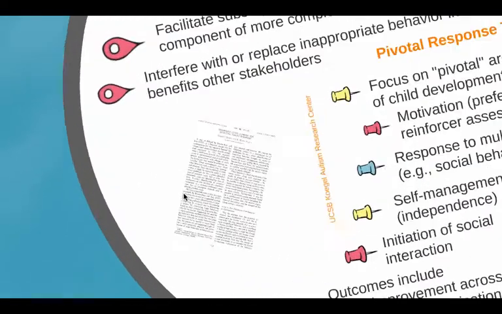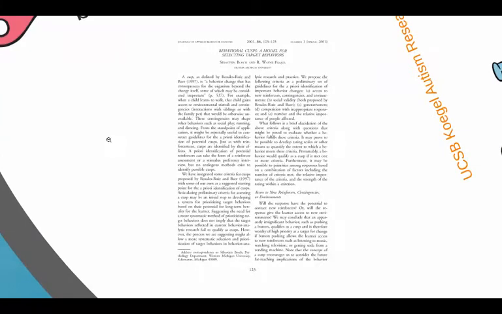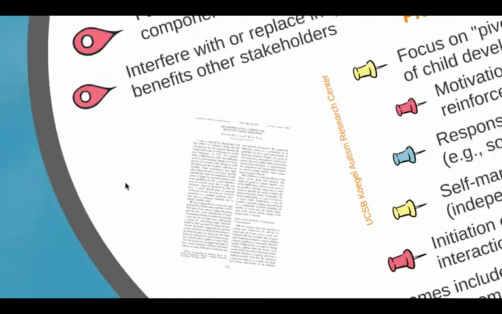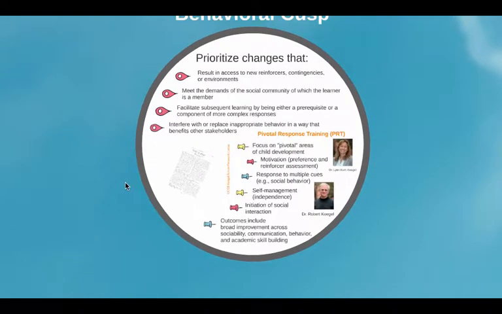And once again, I just want to point out to you the professional literature base. This is an excellent article. It's called Behavioral Cusps: A Model for Selecting Target Behaviors, by Bosch and Fuqua, out of Western Michigan University, published in 2001 in the Journal of Applied Behavior Analysis. So everything that I just got done explaining to you here is outlined in that article.